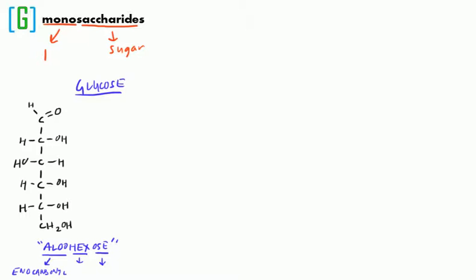Hex is just the meaning of the number 6, and ose means we are dealing with a sugar. So we are dealing with a 6, and what this 6 really refers to is the number of carbons. So a 6-carbon sugar molecule that has a carbonyl functional group on its end. And sure enough, if we come all the way up to this very first end carbon, we see a carbonyl functional group that you may remember from our functional group video lesson at the end of this molecule.